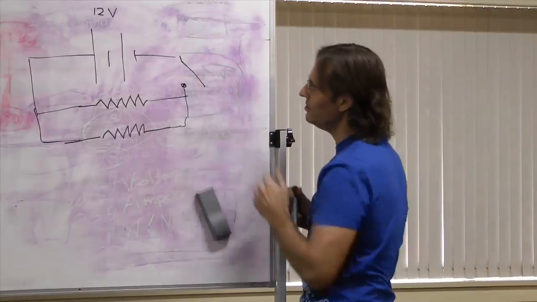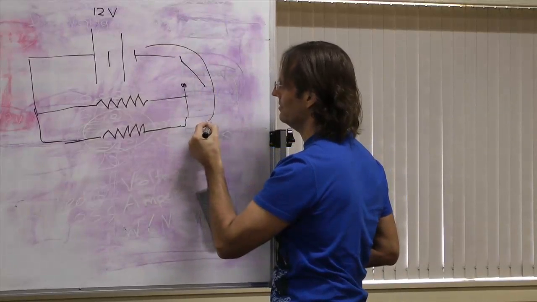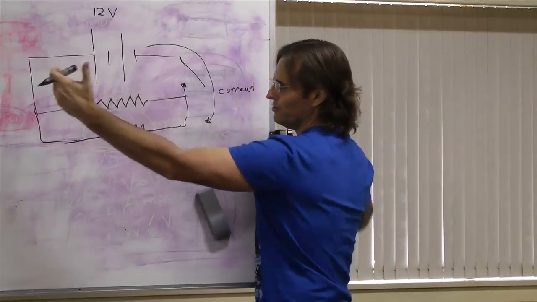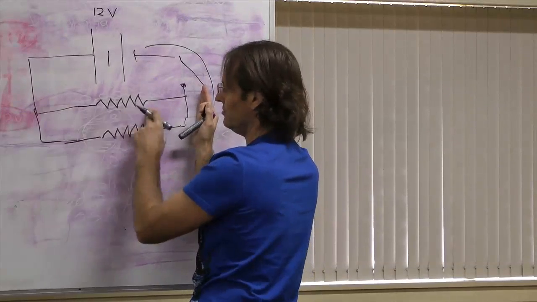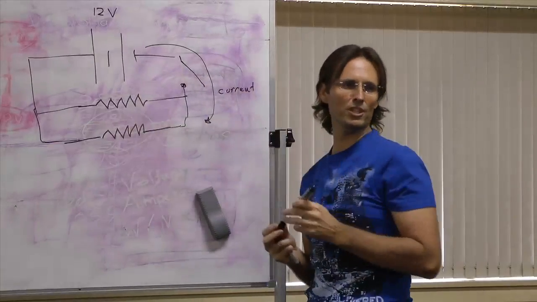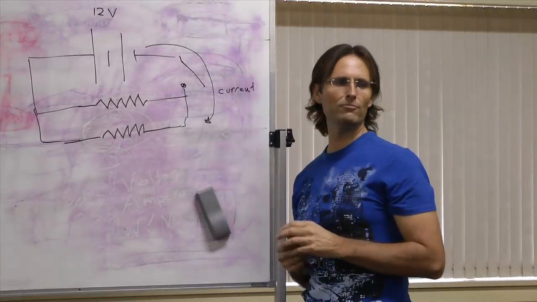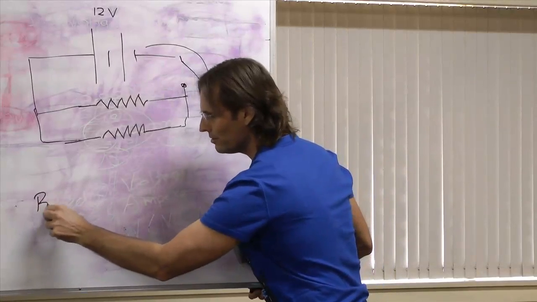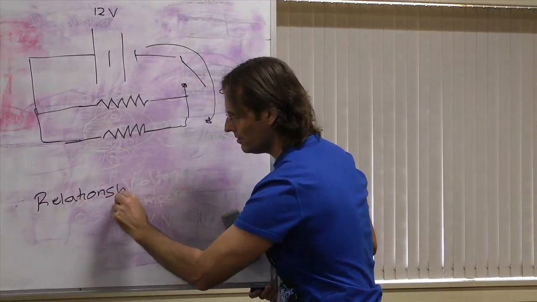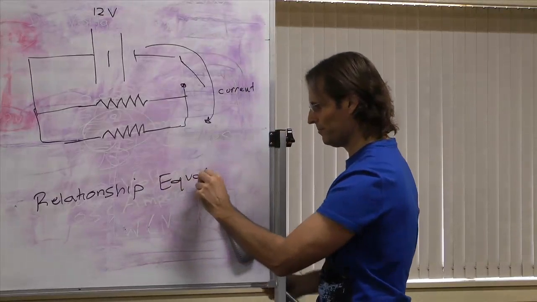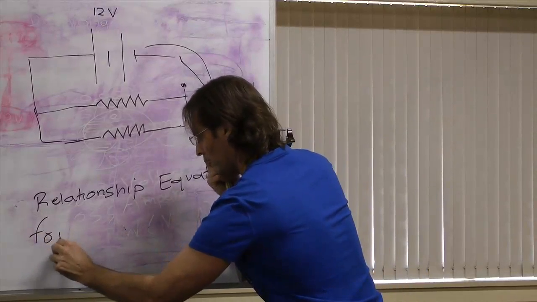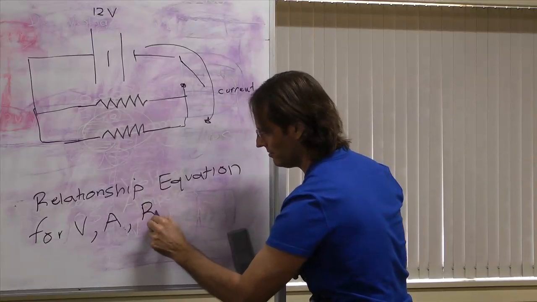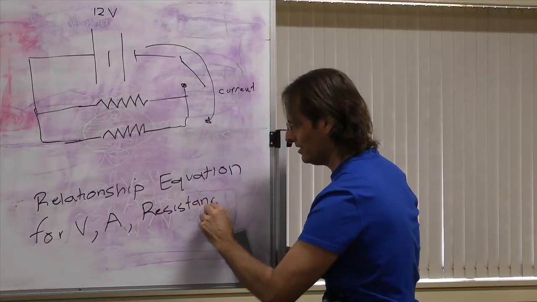Now of course when you close this circuit, there will be a flow of current, because there's a voltage which is providing a potential difference across those devices, this resistor, and there will be a flow of current. And there's a relationship between the flow of current and the voltage. And what I would like you to do for part of your homework is to find the relationship equations for voltage, current, and resistance, so how they relate to each other.